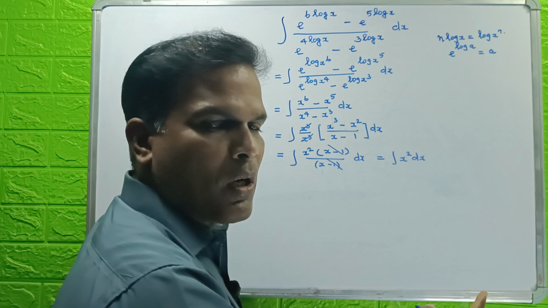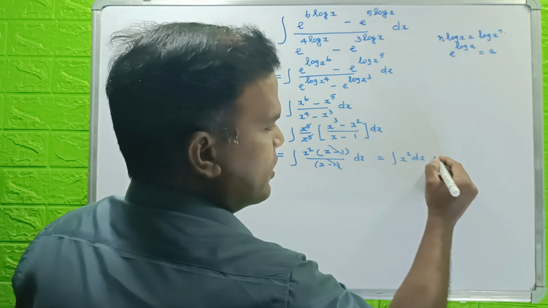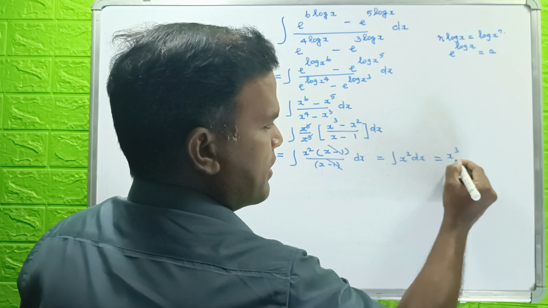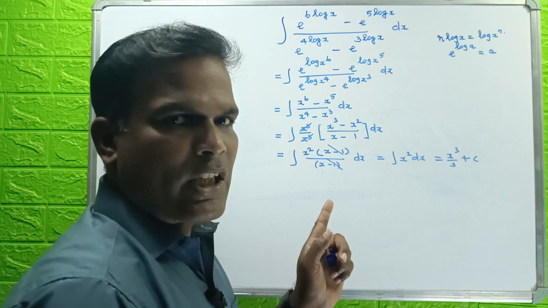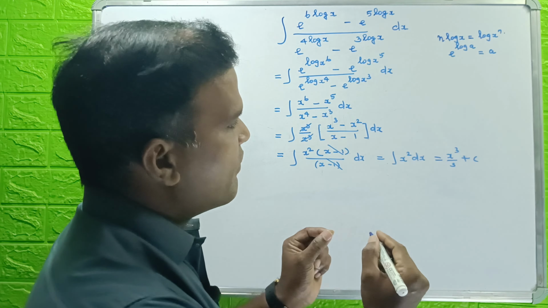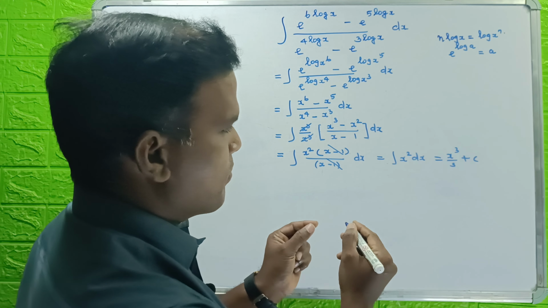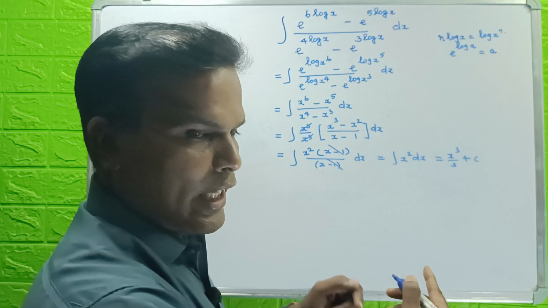So, what is the formula for integral x square dx? The formula is x power 3 divided by 3 plus c, where c is the constant of integration. So, look at this problem. It may look difficult, but after doing simplification, the problem becomes very simple. Integral x square dx. The formula is x power 3 by 3 plus c.